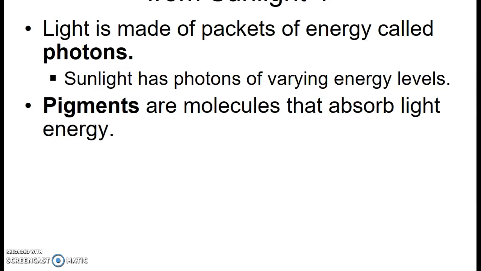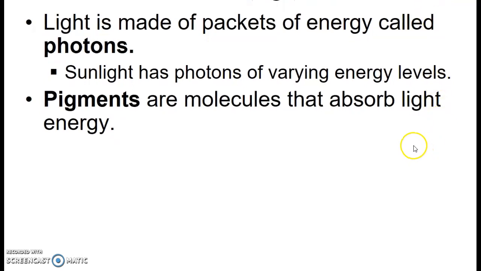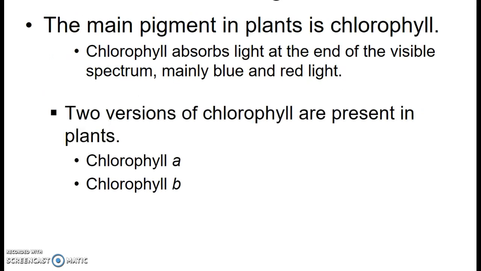Okay, so light is made up of packets of energy, which are called photons. And sunlight has photons of varying or different energy levels. And the pigments, such as chlorophyll, are molecules that absorb energy from sunlight. So the main pigment that we're going to talk about or think about when we think about photosynthesis is chlorophyll. It absorbs light at the end of the visible spectrum, so it's absorbing mainly blue and red wavelengths of light. And then there are two kinds of chlorophyll. There's chlorophyll A and chlorophyll B.